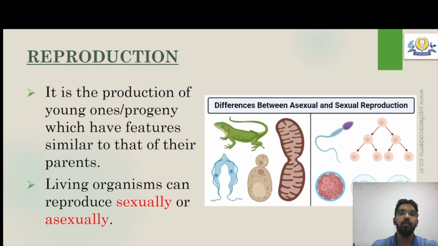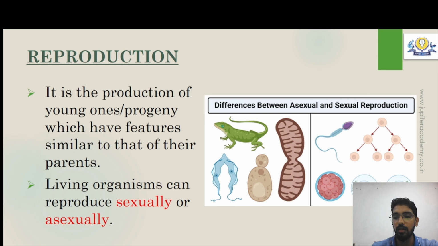Right. So the next property we come to is reproduction. It is the production of young ones or progeny which have features more or less similar to their parents. They have features from both parents, some from their mom, some from their dad. Living organisms can reproduce either sexually or asexually.